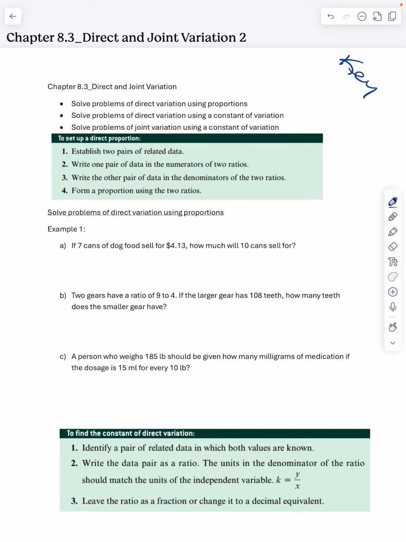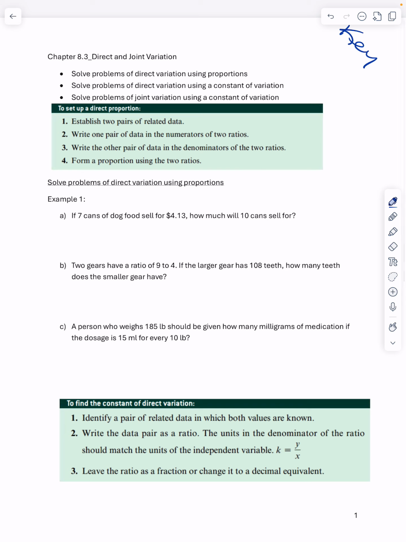Okay, this is chapter 8.3. We're going to talk about direct variation and joint variation. So we want to figure out what the relation is between two items so that we can apply that to something else. There is a green box here with some steps.